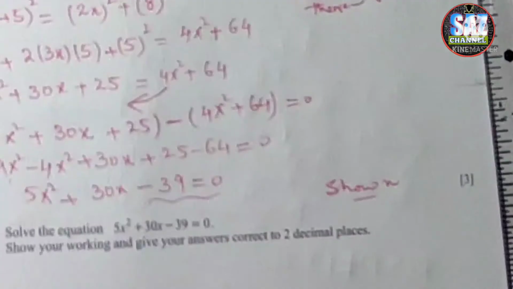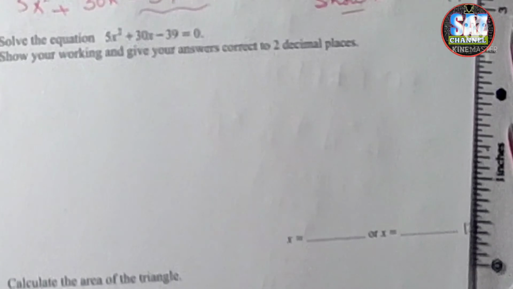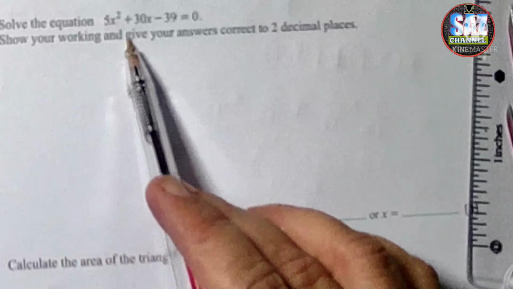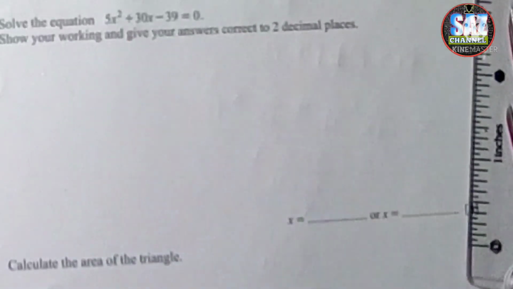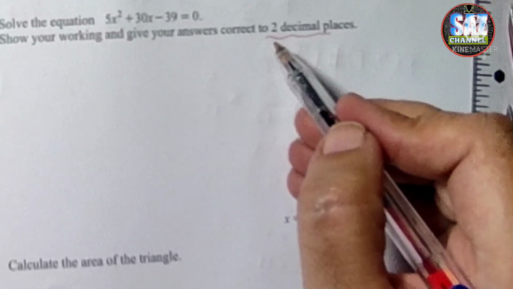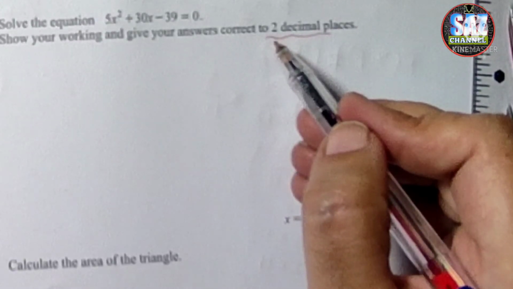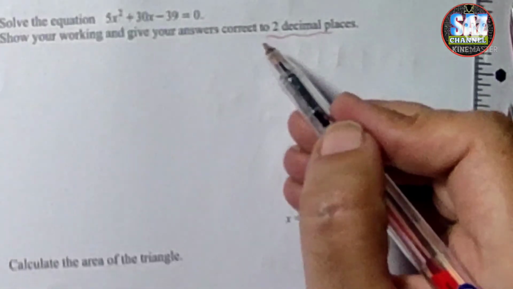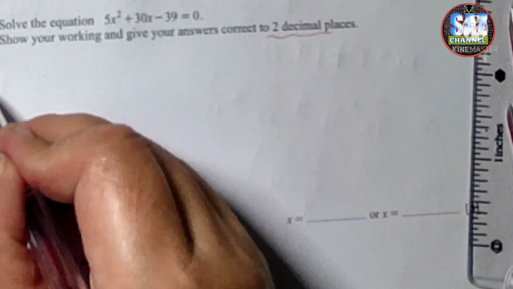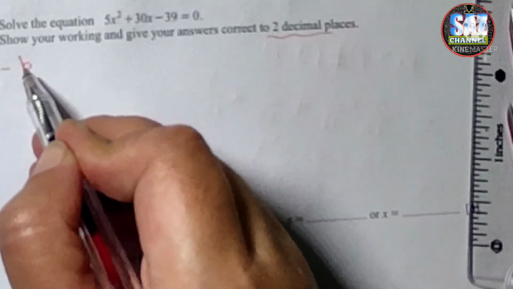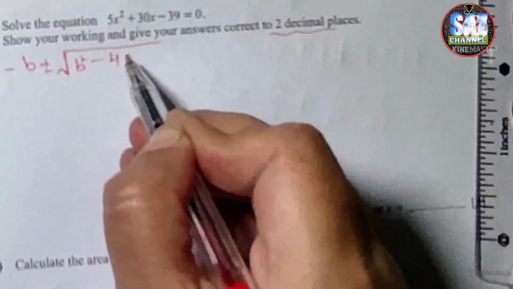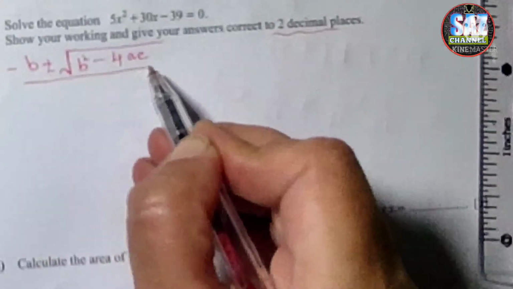The second part says solve the equation 5x square plus 30x minus 39, show your working clearly and give the answer correct to 2 decimal places. This is also an indication that the equation does not have roots as whole numbers. So it is preferable to apply the quadratic formula, and first write down the quadratic formula here. x equals minus b plus minus the square root of b square minus 4ac, upon 2a.